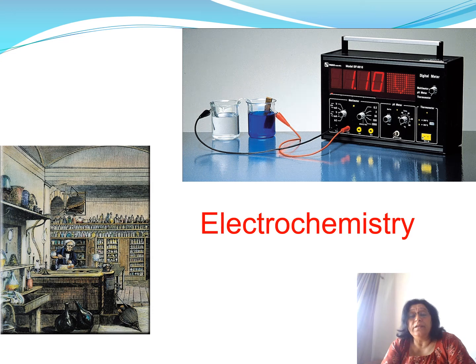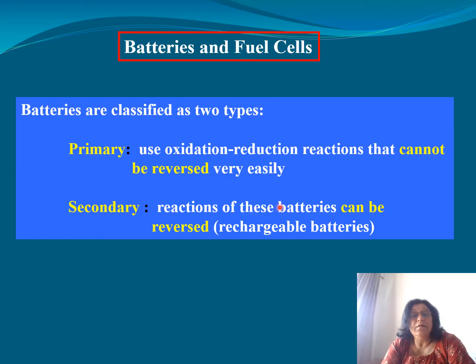So here we are with lecture 4 of electrochemistry: batteries and fuel cells. Now, batteries are classified as two types, primary and secondary.